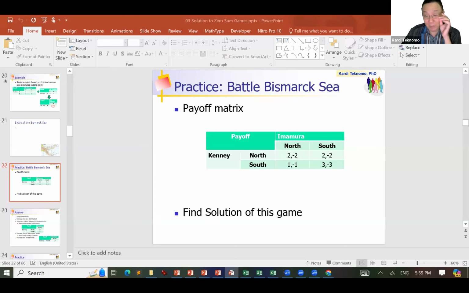Initially, you may think, oh, I have two numbers here, that means non-zero-sum game. But if you look at the sums, 2 and minus 2, 2 and minus 2, 1 and minus 1, 3 and minus 3, the sum is actually 0, right? So this is actually a zero-sum game, which means Kenney always wins anyway. Clear?